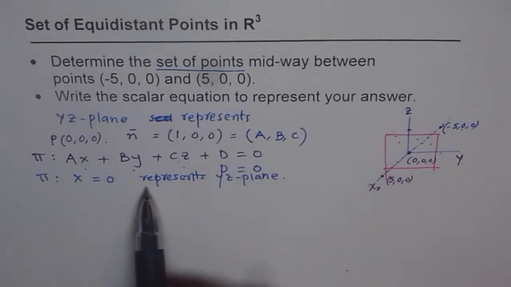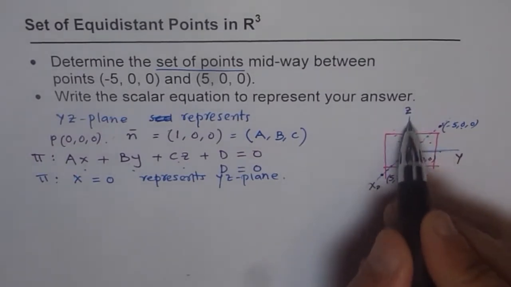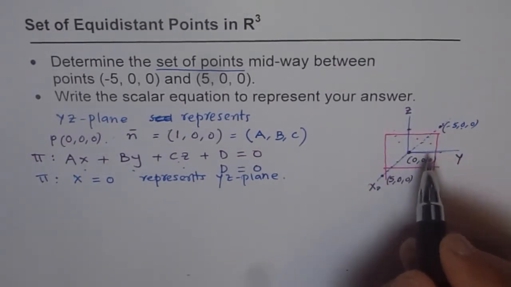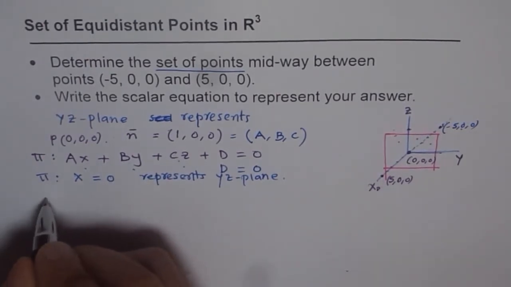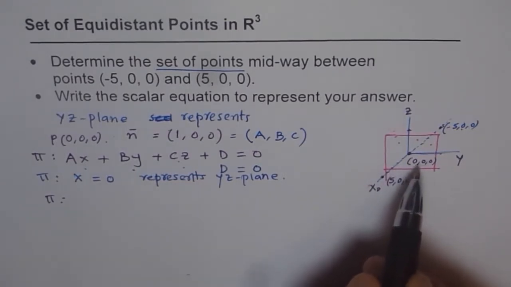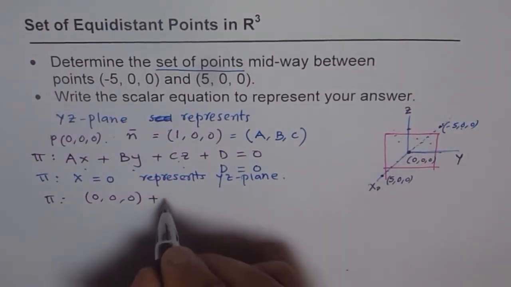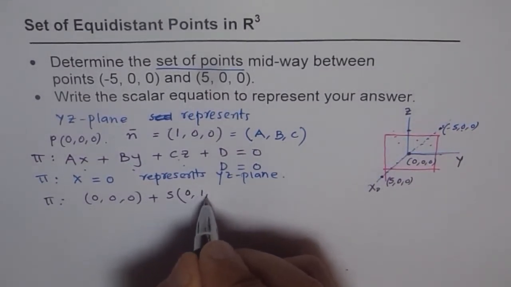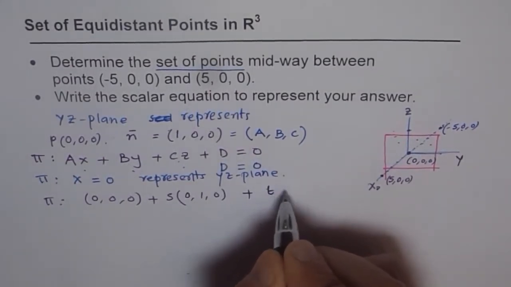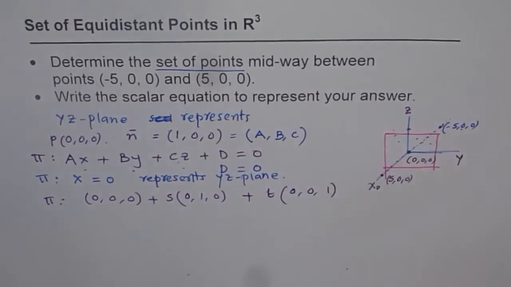Another way to write this equation is to use two directions and a point. So we could write the equation in vector form also. I'm just exploring and writing that for you. We could write this equation as pi equals the point 0, 0, 0, plus a parameter s along the y-axis, which is 0, 1, 0, and a parameter t along the z-axis, which is 0, 0, 1, correct? So that could be our equation of the plane.